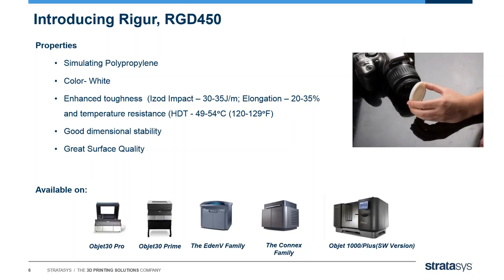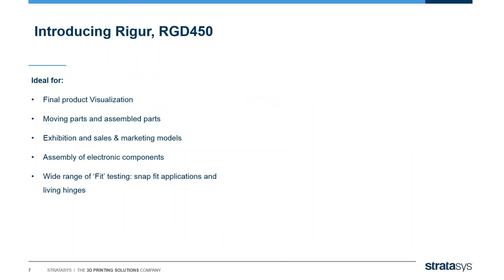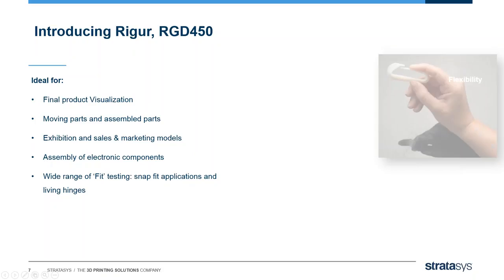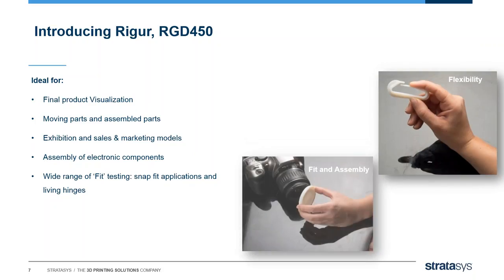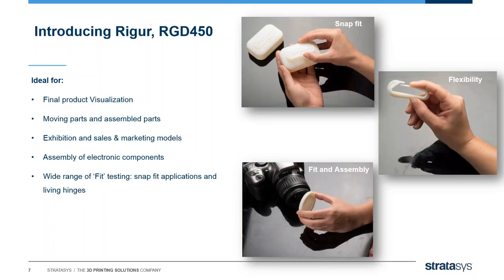Here you can see nice pictures of typical applications. Rigor is well known for caps and all flexible parts you can print. So rigor is ideal for final product visualization, for moving parts and assemblies, for exhibition, sales and marketing models, for assembling of electronic components, and a wide range of fit testing, snap fit applications, and living hinges. Another two pictures to see typical applications for rigor.